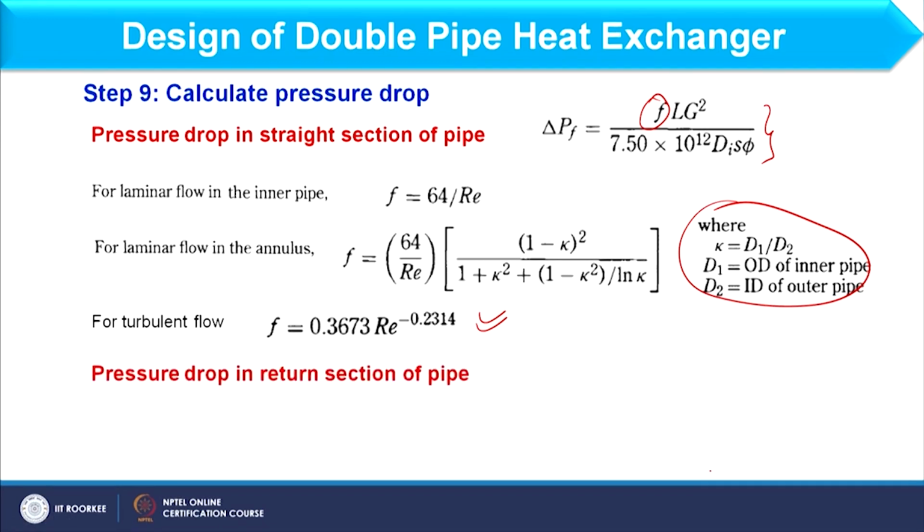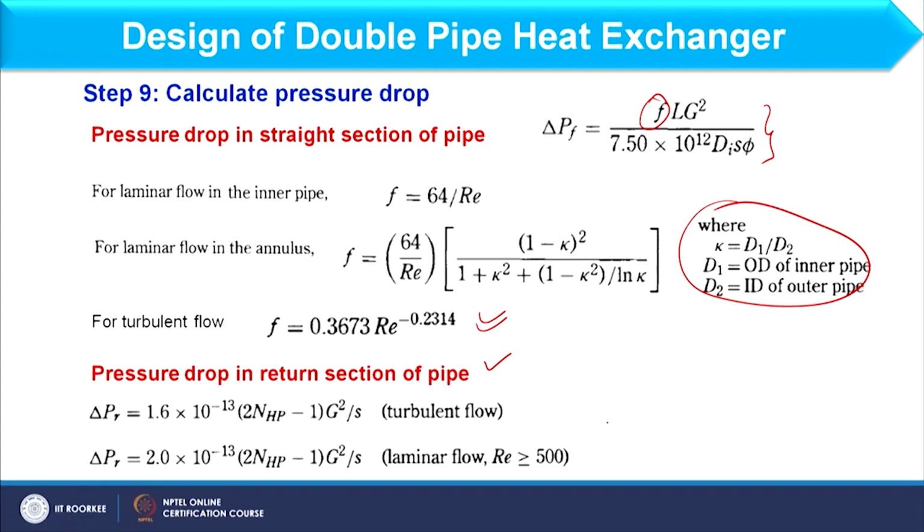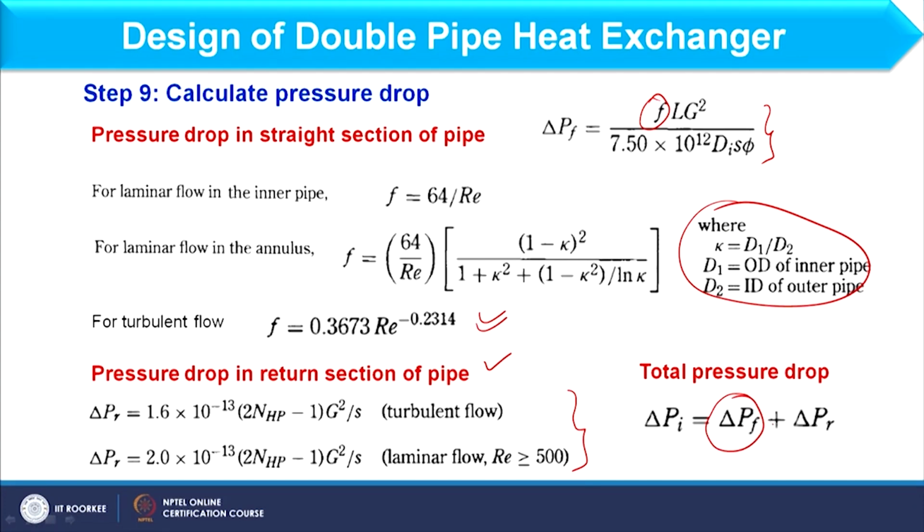And then we will calculate the pressure drop in the return section of the pipe, because I have already told you that we have two sections, the straight section and the return section, or the hairpin section. In this section you can use these empirical correlations for turbulent as well as laminar flow. So, the overall pressure drop in the double pipe heat exchanger is the pressure drop due to friction in the straight pipe and the pressure drop due to friction in the return pipe. That will give the total pressure drop in the double pipe heat exchanger.